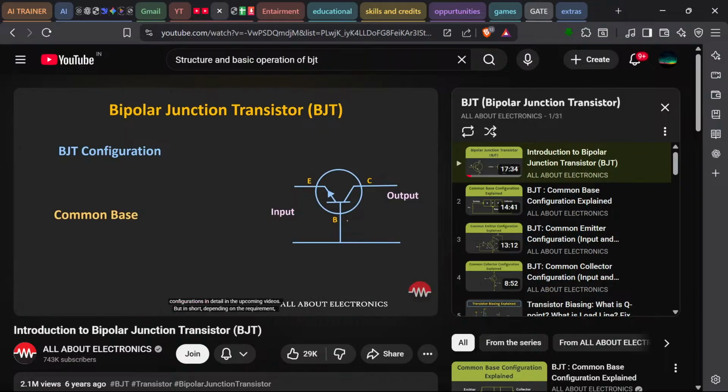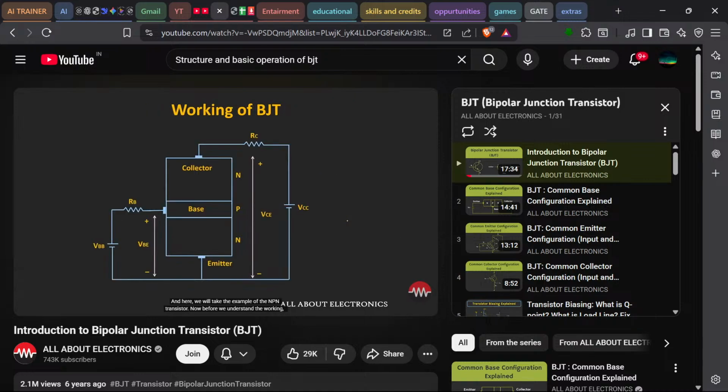But in short, depending on the requirement and the application, the BJT can be configured in any of these three configurations. Alright, so now let's understand the working of the BJT whenever it is operated in the active region. And here, we will take the example of the NPN transistor. Now before we understand the working, let me just clear the notations which are used for the supply voltages.